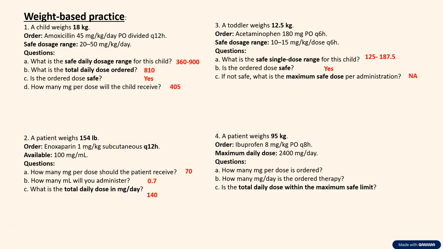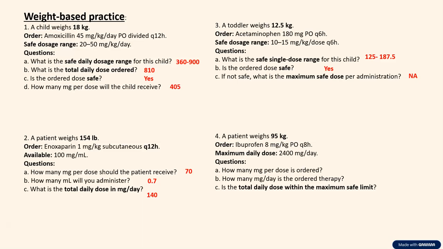In number 4, the patient weight is provided as 95 kilograms. We have an order for ibuprofen 8 milligrams per kilogram orally every 8 hours with a maximum daily dosage of 2,400 milligrams per day. There's quite a lot of information provided here. I've got a single dose ordered, and there's a maximum daily dose. Let's look at what the question is asking. It's asking about milligrams per dose being ordered.